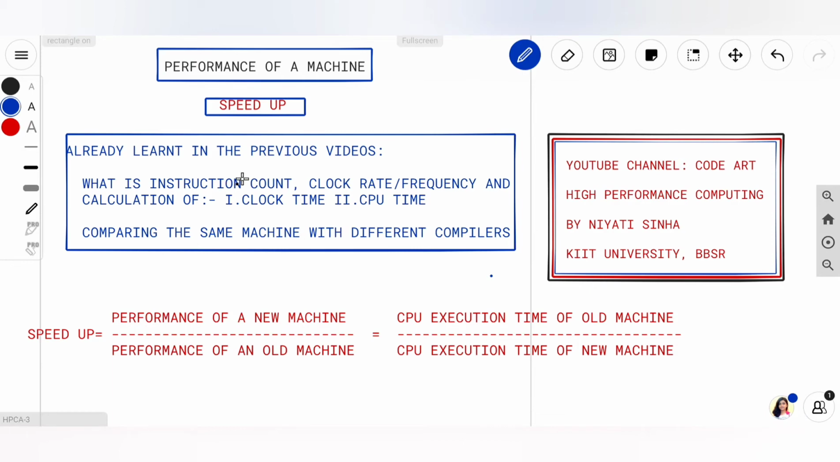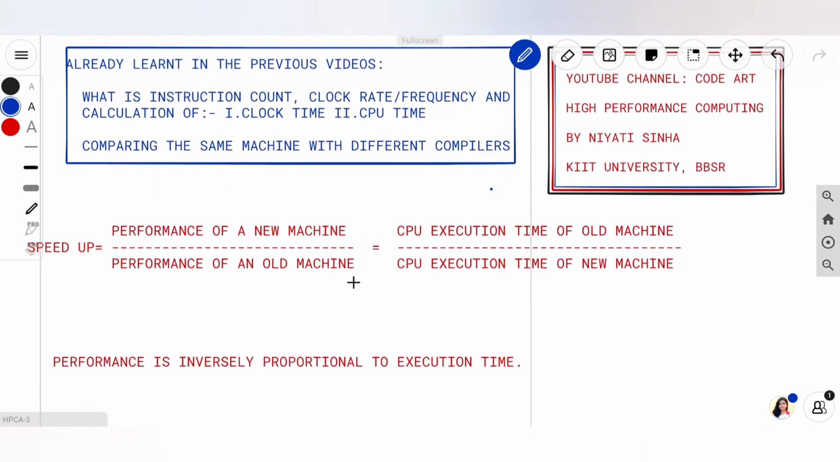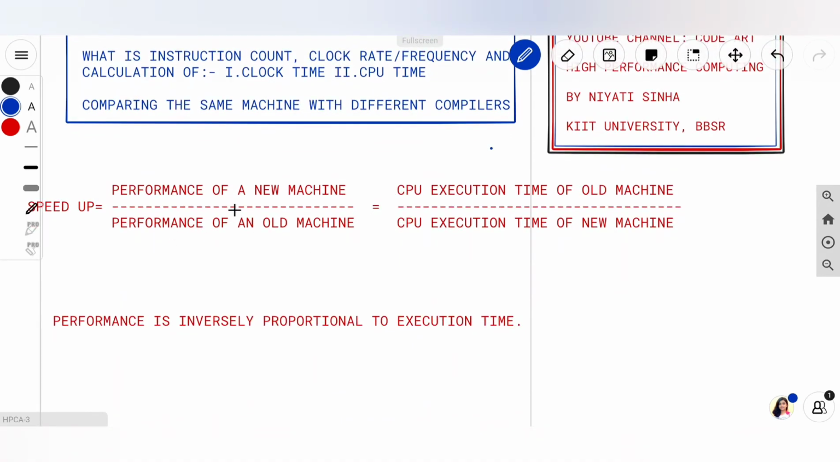So what is speed up? Speed up is how we calculate which one of two machines will be performing better. Speed up is equal to the performance of a new machine divided by the performance of an old machine. So how much the new machine is performing better than the old machine is known as the speed up. If the new machine is performing poorer, then speed up will be less than 1, otherwise it will always be greater than 1.